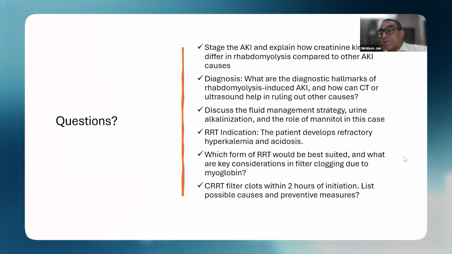So the common questions that can arise out of this would be: you stage the acute kidney injury and explain how creatinine kinetics differ in rhabdomyolysis compared to other acute kidney injury causes. Then what are the diagnostic hallmarks of rhabdomyolysis-induced AKI, and how do CT and ultrasound help in ruling out other causes? You discuss your fluid management strategies, urine alkalinization and the role of mannitol in this case, indication for renal replacement therapy, which form of RRT would be best suited, and what are the key considerations in filter clogging, which can happen because of myoglobin levels.